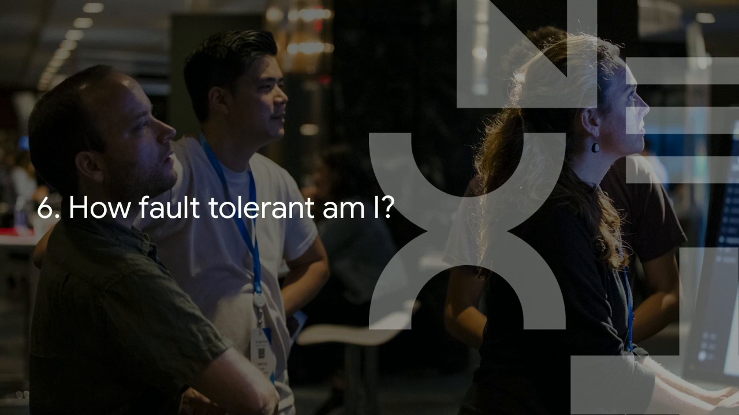OK, so question 6. How fault tolerant am I? So this is the one that makes everyone really, really nervous and really, really not OK with the fact that I'm saying this. I'm going to tell you right now that you have to accept that sometimes things are going to go wrong. Maybe it's not your fault. Maybe a shark bit through the undersea cable. There is a story about that happening. You can go find it on the internet. But things that are bad are going to happen.